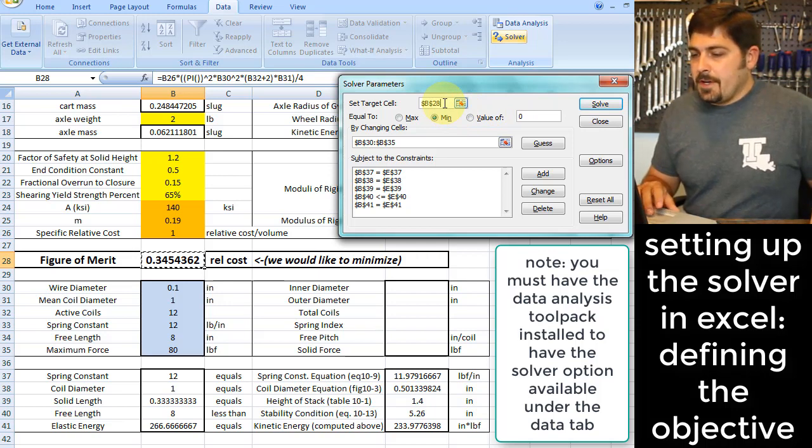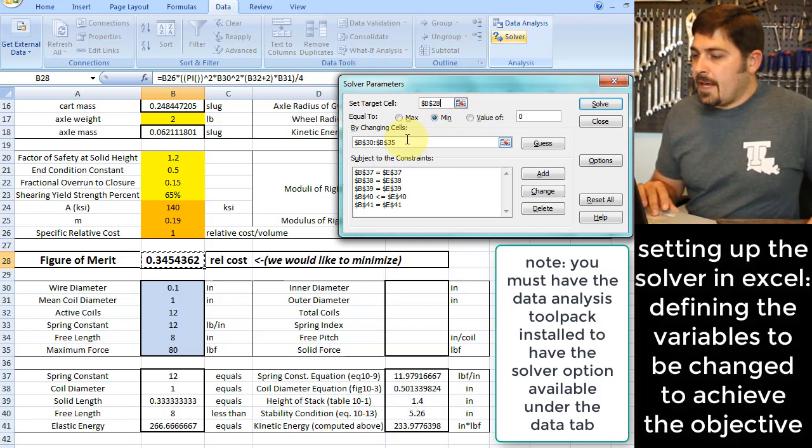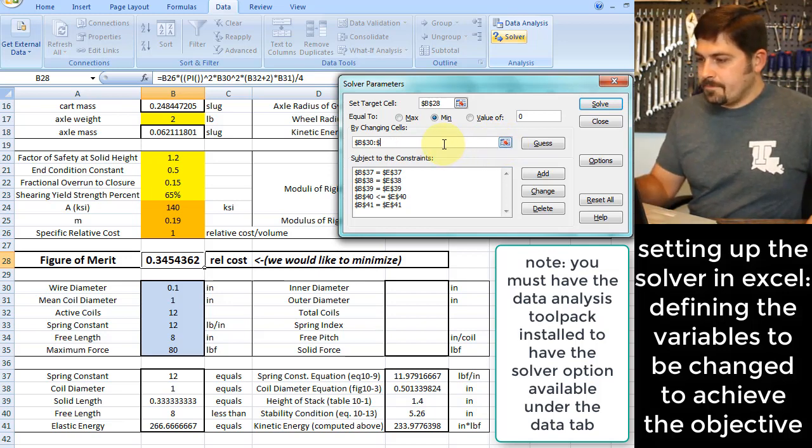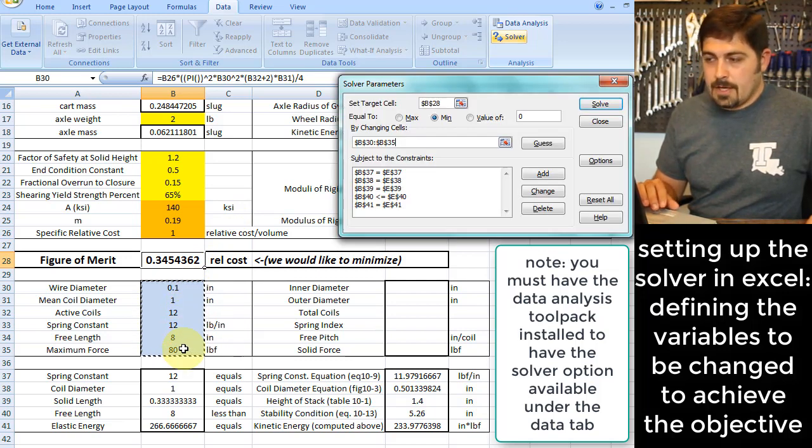So it has this target cell that says B28. That is basically the cell that it's trying to optimize, okay? And it says we're trying to minimize it. So that's the next step right here, that we're trying to minimize that cell. And it says we're going to do that by changing cells B30 through B35, right? So if you wanted to update that, what that looks like is you just go over here and select those cells. It's pretty much that simple.